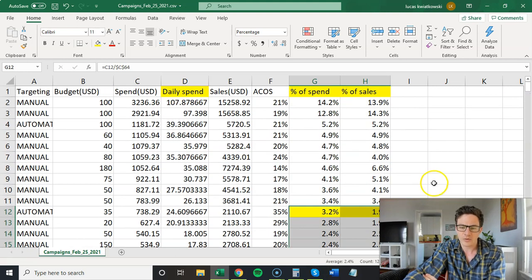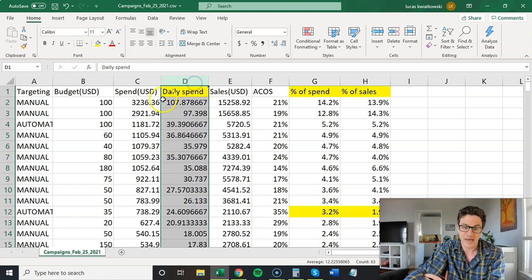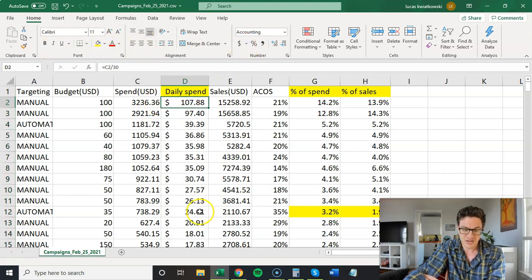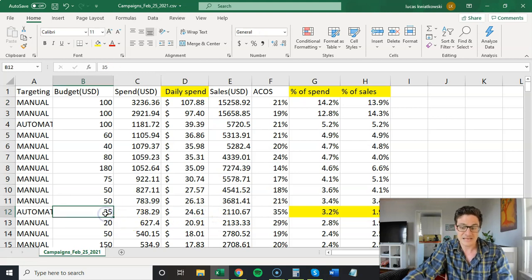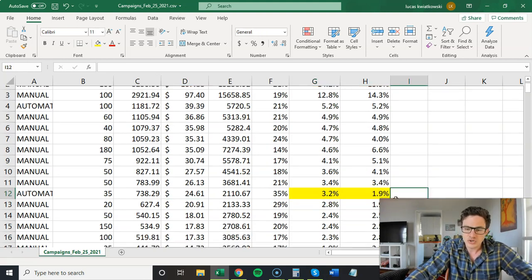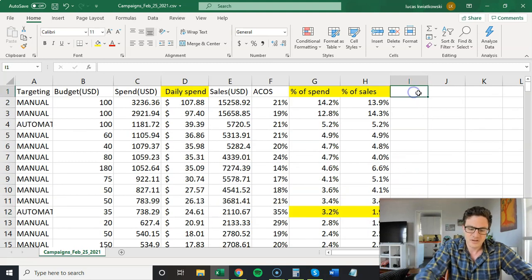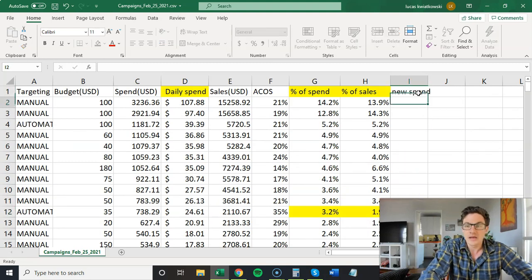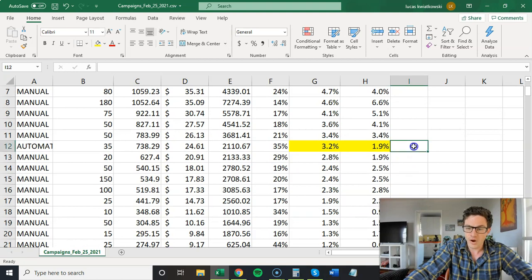How you work backwards here is, remember, this is 30-day spend, so what you have to do is daily spend. For this one, it's got a $35 budget. It's spent this much in 30 days, so it's spending about $24 a day. It's $24 a day, and it's making up 1.9% of sales. I want this number to be 1.9 as well. So let's do this. Let's say new spend.